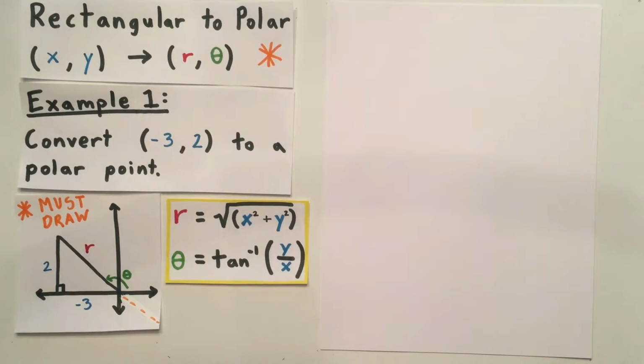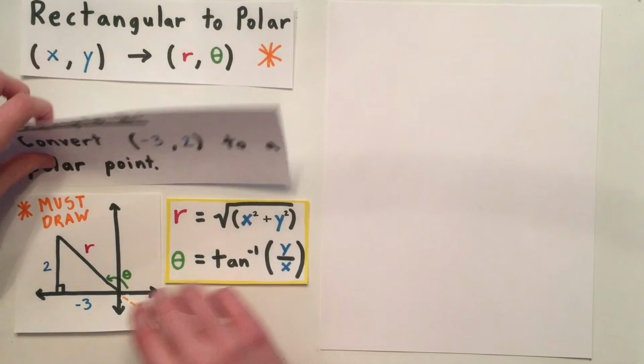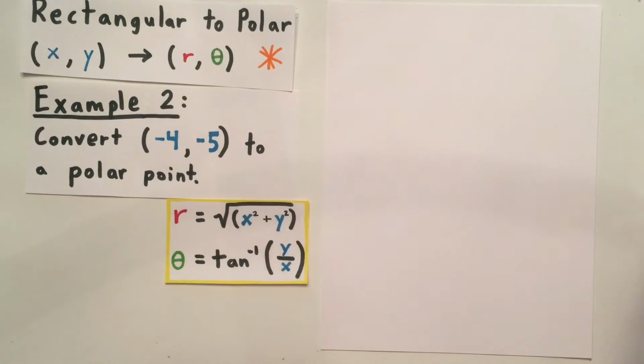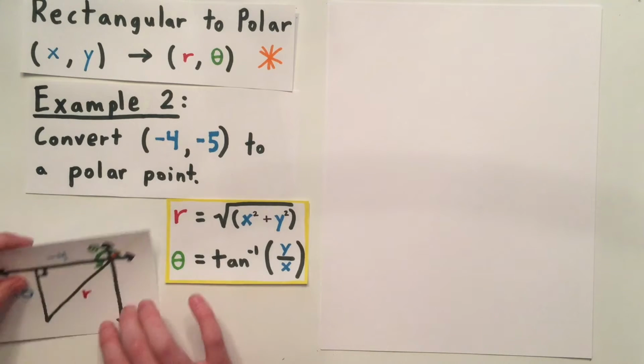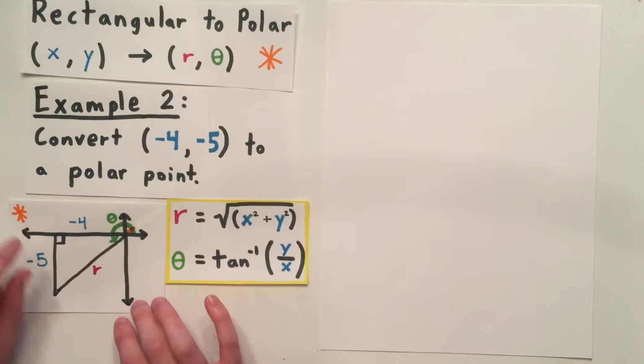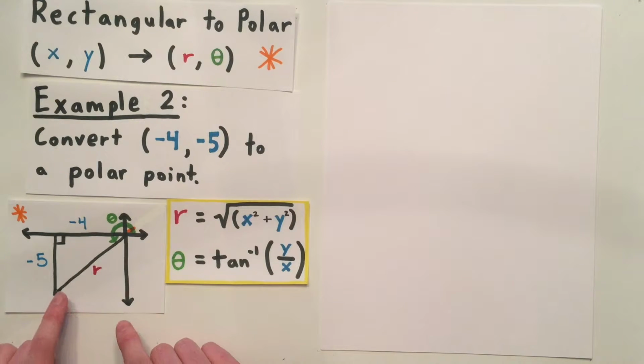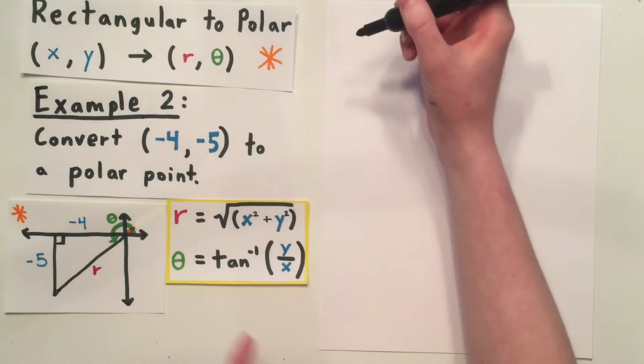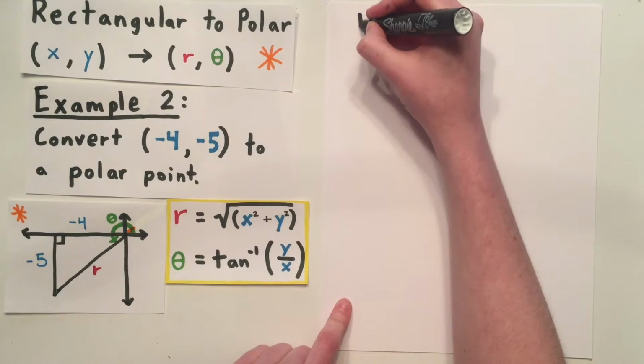Let's do example 2 now. Example 2, convert (-4, -5) to a polar point. In this problem, just like the last one, it is crucial that you do not forget to sketch your rectangular point. That is a crucial step. Let's go ahead now and find the r value.